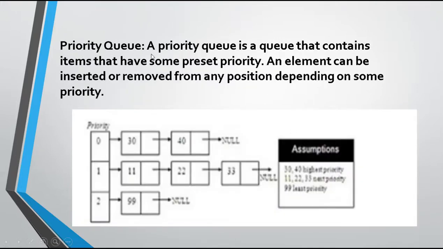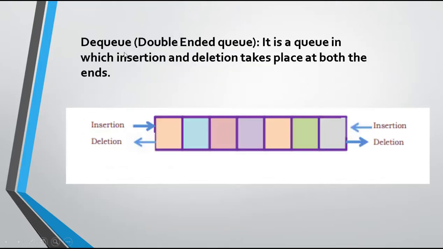The next type of queue is the priority queue. A priority queue contains items that have some preset priority. That is, elements will be added or removed from any position depending on the priority, so it is called a priority queue. DQ means insertion and deletion takes place at both the ends. There is no rule that it has to take place only at the front or at the rear. If it takes place at both ends, then it is called a DQ, that is, a double-ended queue.